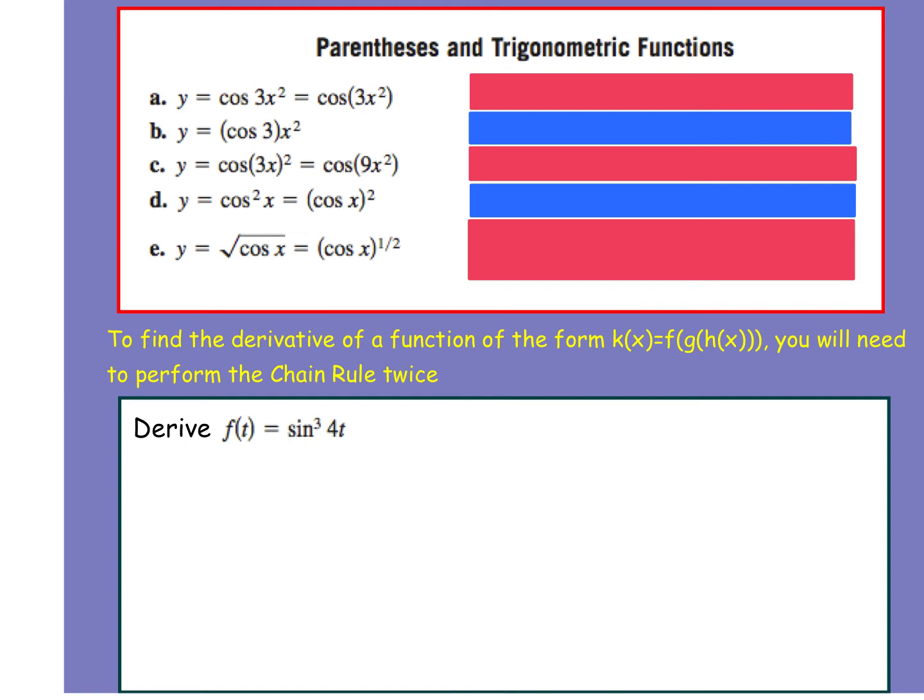So if I have cosine of 3x squared, that is cosine of the quantity of 3x squared. You follow me? And so if I take a derivative of cosine, what is the derivative of cosine? Negative sine, right? So I'd have negative sine of 3x squared. But then what pops out? By the chain rule, what would pop out? A 6x, and then you simplify it.